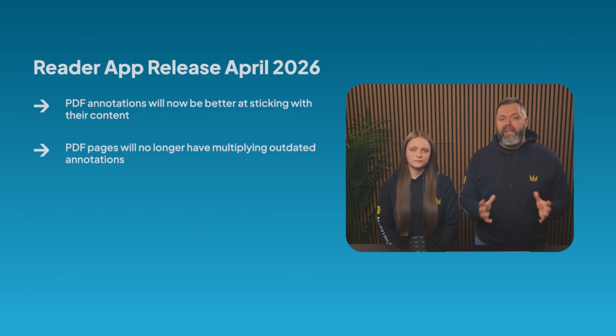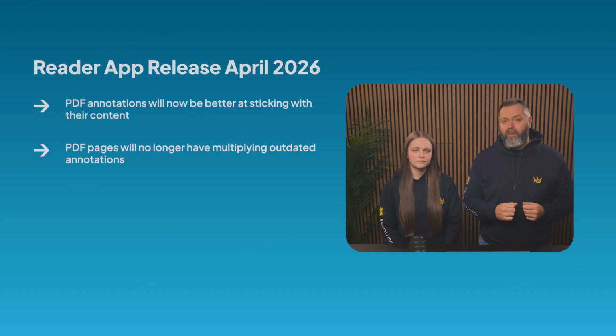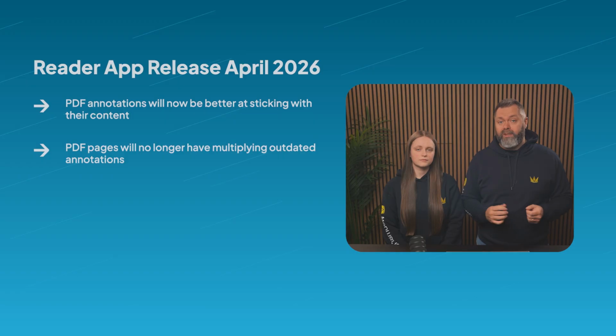So the first one, PDF annotations, will now just be better at sticking with their content. They were tied to the content, but we had a small issue that caused them not always to set up properly. So now we will ensure that your highlighted text will also keep the correct annotations tied to it, even if there are changes.